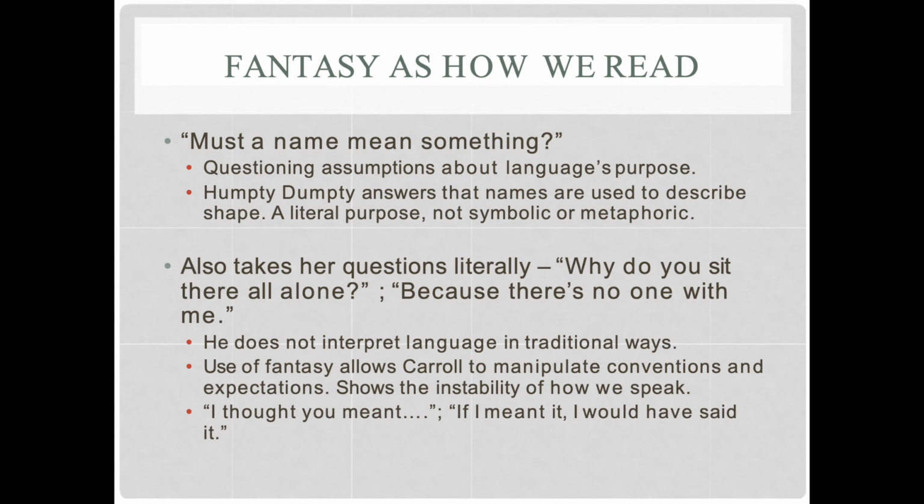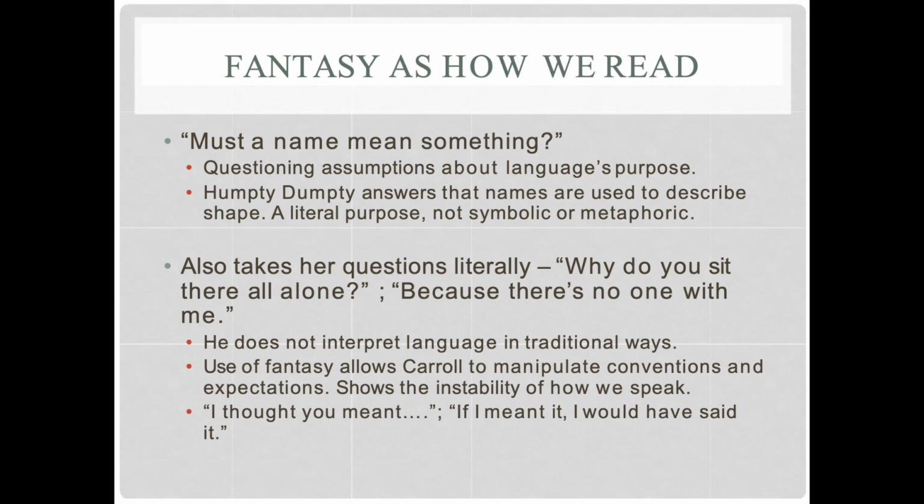So what's happening here is that this use of fantasy is allowing Carroll, as the author, to manipulate these conventions and expectations about language that we take for granted. It's really showing the instability of how we speak and the way that language works and functions. And Alice frequently says, oh, I thought you meant this. And Humpty Dumpty responds, if I meant it, I would have said it.